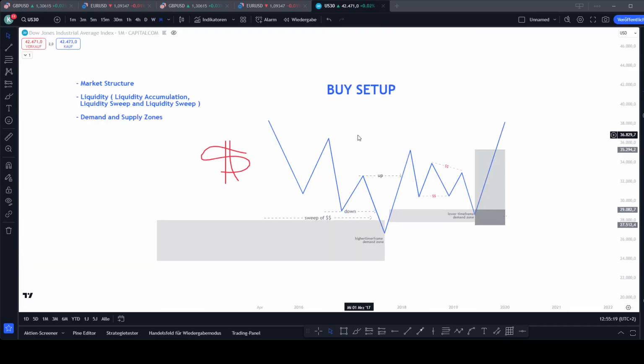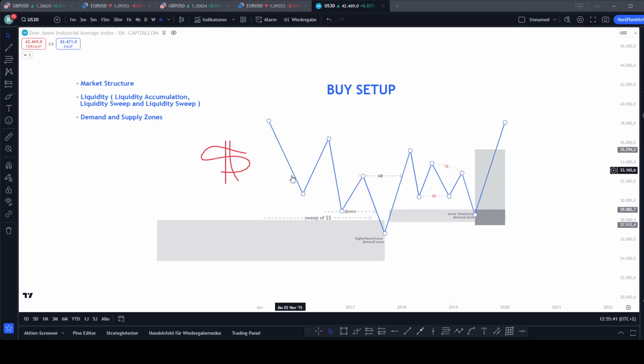Getting into the diagrammatic representation of my setup, in trying to look for my setup, I focus on mostly three aspects: market structure, liquidity, and demand and supply. And guys, the trade was a buy trade, and since it was a buy trade, this is the setup for the buy.